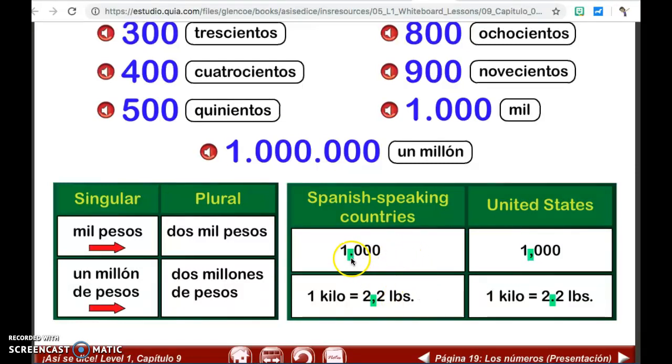So Spanish-speaking countries put a decimal point instead of a comma after numbers, and Spanish-speaking countries use kilos to weigh. Like, for example, if you were weighing tomatoes, they use kilos with a comma, and in the United States, we use pounds with a decimal point. That's because they use the metric system.